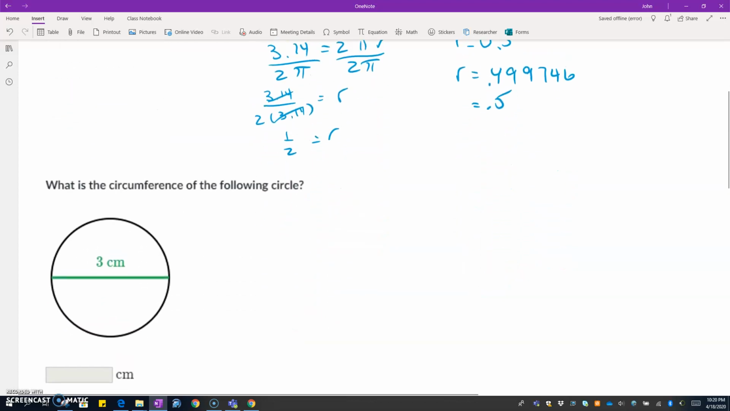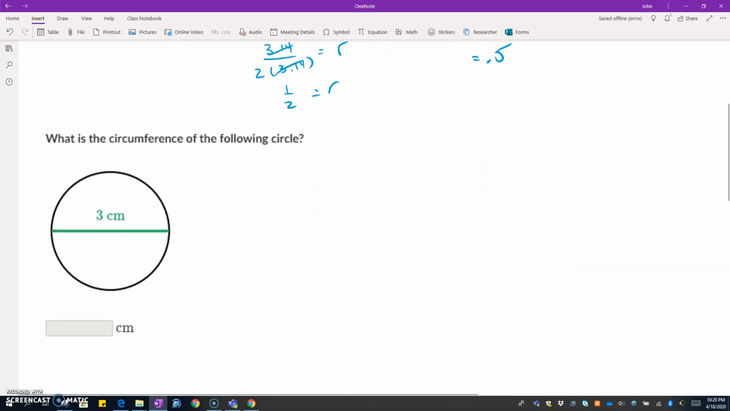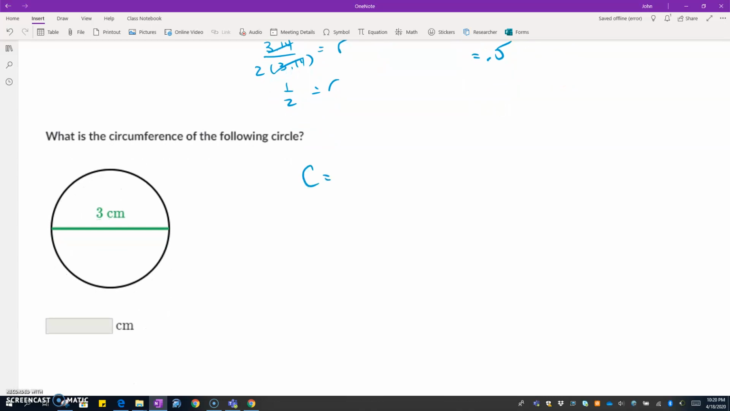Now, for the next one, it says, what is the circumference of the following circle? They give us diameter. So we know circumference equals 2 pi r. In this one, r would be 3/2. So you have 2 pi times 3/2. The 2's are going to cancel, and I'm going to be at 3 pi. We can type that in exact, or we can do 3 times 3.14, and it gives us 9.42 as an approximate answer.